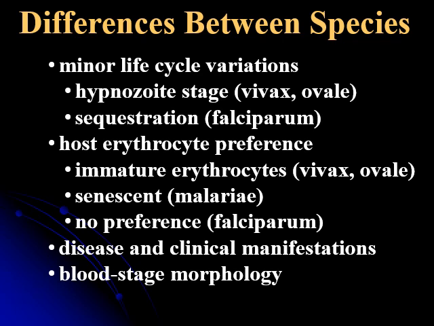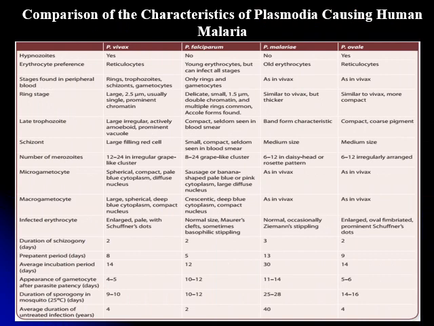Blood stage morphology is also used to differentiate between species. This table compares the characteristics of the Plasmodium species that cause malaria in human. Here we will notice the differentiation between the age of erythrocytes preferred by the parasite, stages found in the peripheral blood, shape of the ring stage, the early trophozoite, also the late trophozoite, number of schizonts present, the shape of micro and macrogametes, and the duration of schizogony.